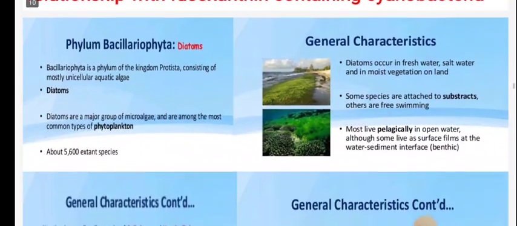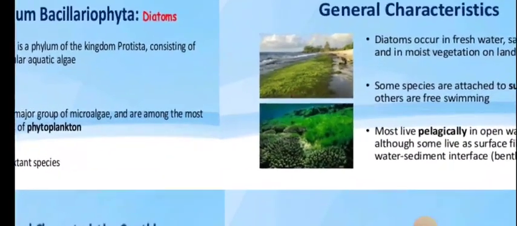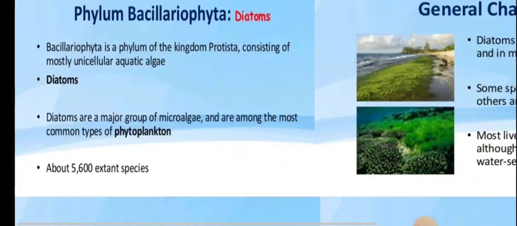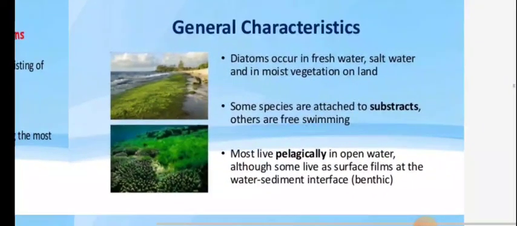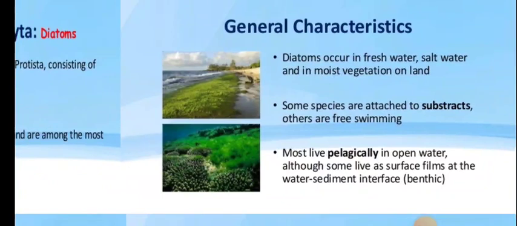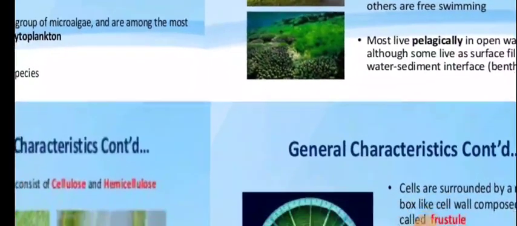Here you see the Bacillariophyta, the diatoms, which are mostly unicellular aquatic forms. Diatoms are a major group of microalgae. About 5,600 species are there. Mainly diatoms occur in fresh water and salty water. Some species are attached to substrates, and some are pelagic, that is, in the open sea or open water. Some live as a surface film at the water sediment or attached to the benthos.